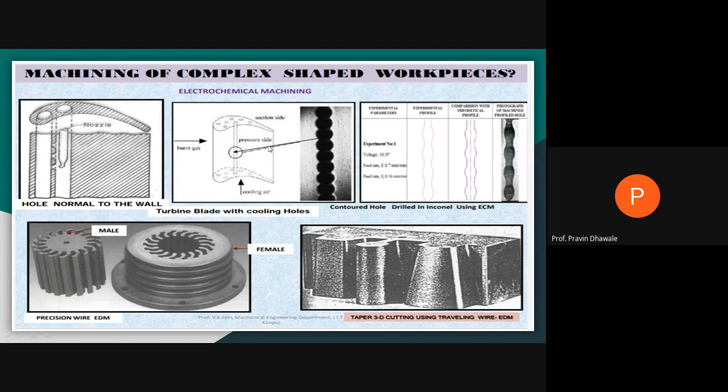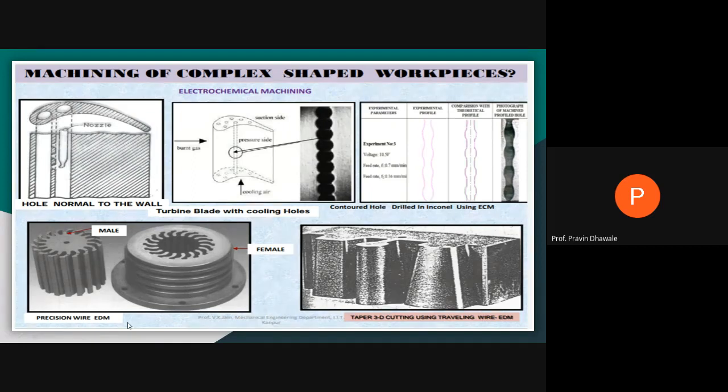And one hole will be looking like this. So such a complicated shape is to be formed by using the electrochemical machine. Right? If you are observing here, hole normal to the wall. If this will be the hole and this will be the wall, when you have to make a hole normal or perpendicular to the wall, you again go for the non-conventional machine. Contour hole drilled in Inconel using electrochemical machine.